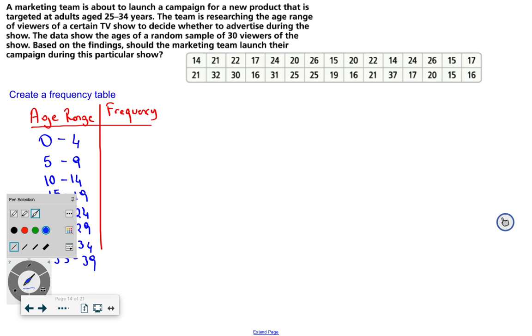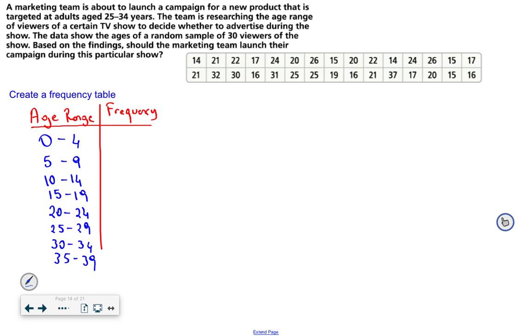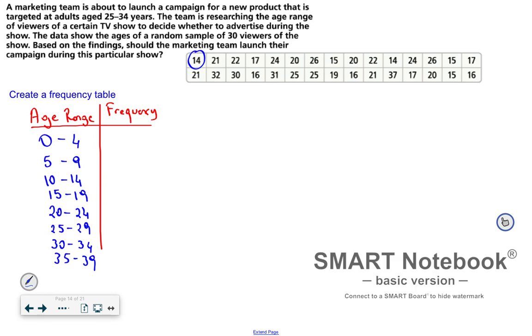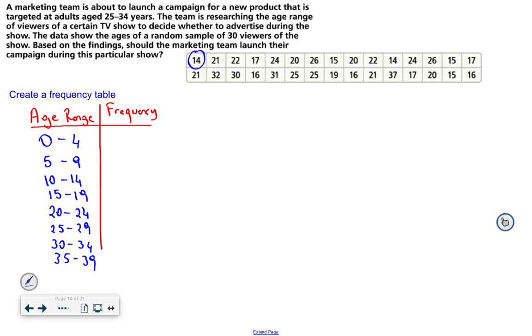Let's try to get frequency. Between 0 to 4 and 5 to 9, there are no people this marketing team is researching. So in the age 10 to 14, there are only 2 people.